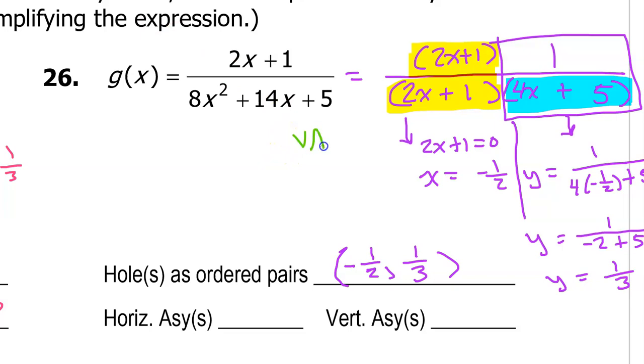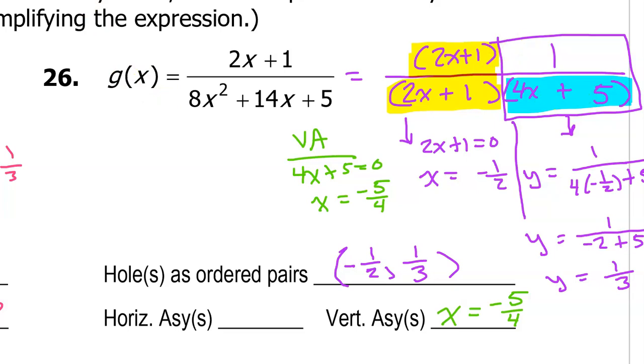This is where my vertical asymptote will come from. So my vertical asymptote is going to come from setting 4x plus 5 equal to 0. So that's going to give me x is equal to negative 5 over 4. So that is my vertical asymptote. So I will write x is equal to negative 5/4. The horizontal asymptotes, if there are any, come from the end behavior of the function.